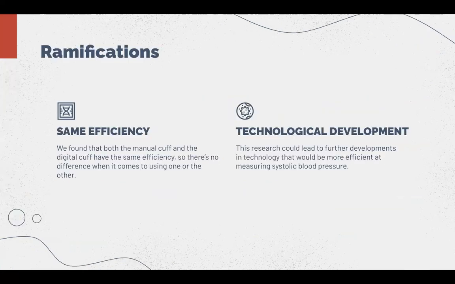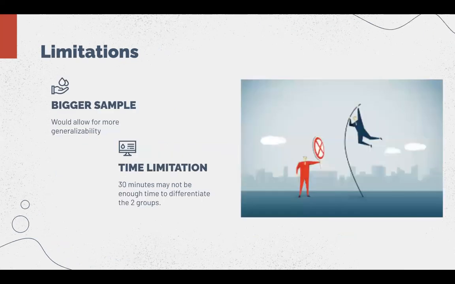Some of our ramifications: same efficiency in technological development. We found that both the manual cuff and the digital cuff have the same efficiency, so there's no difference when it comes to using one or the other. And this research could lead to further developments in technology that would be more efficient at measuring systolic blood pressure. And then 2 limitations, the sample size and the time limitation. If we had chosen a bigger sample, it would allow for more generalizability.